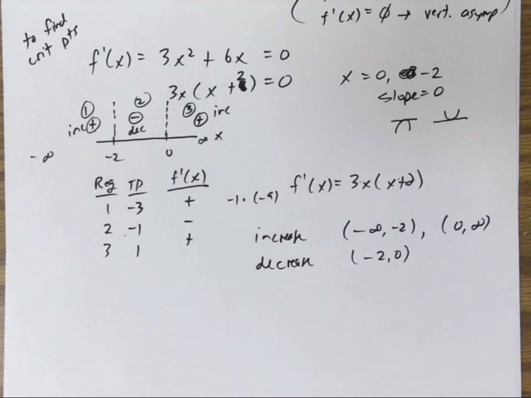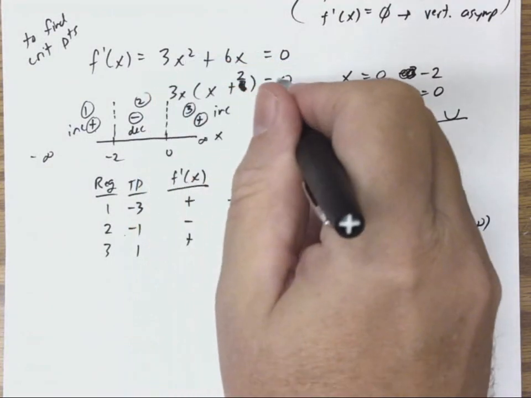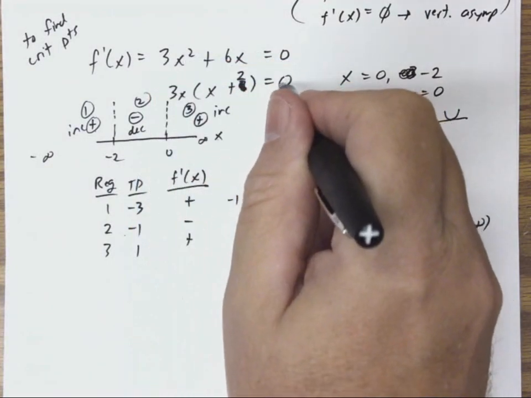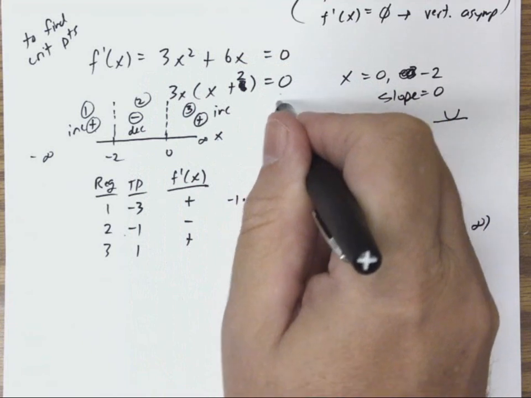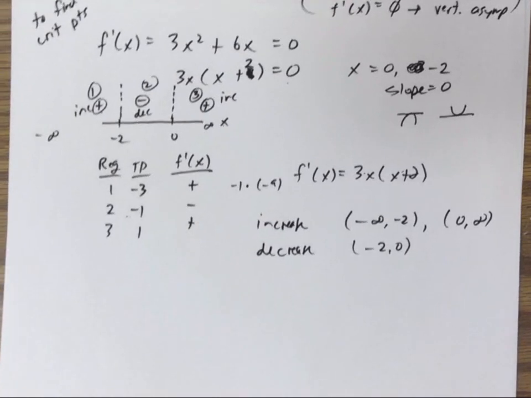So the whole key is take the first derivative, set it equal to 0, find those critical points. Those critical points, then break it up into regions, and then figure out the first derivative for each region. All right, let's do number 9 quickly. I think it's the same kind of problem.